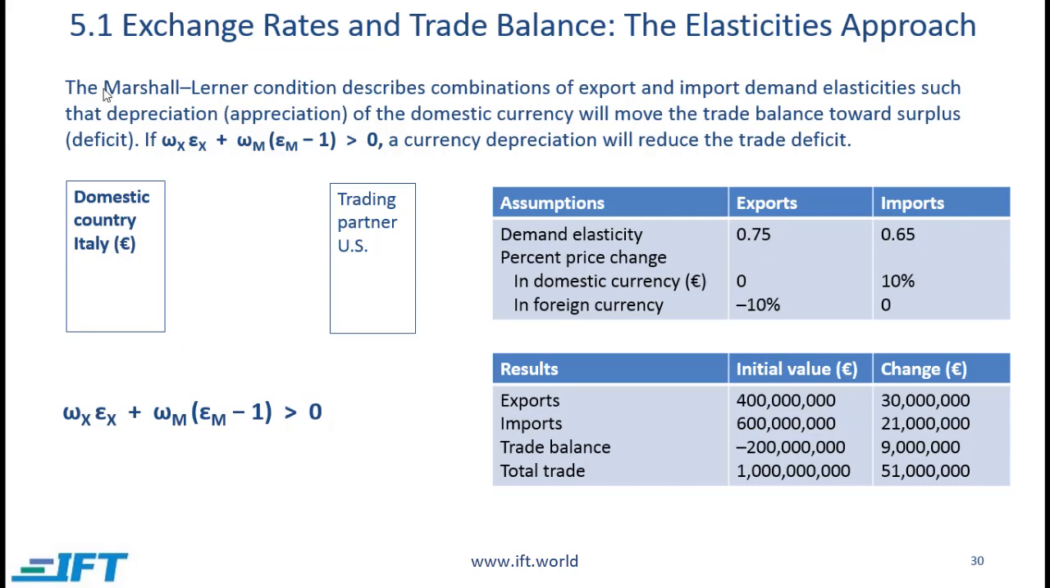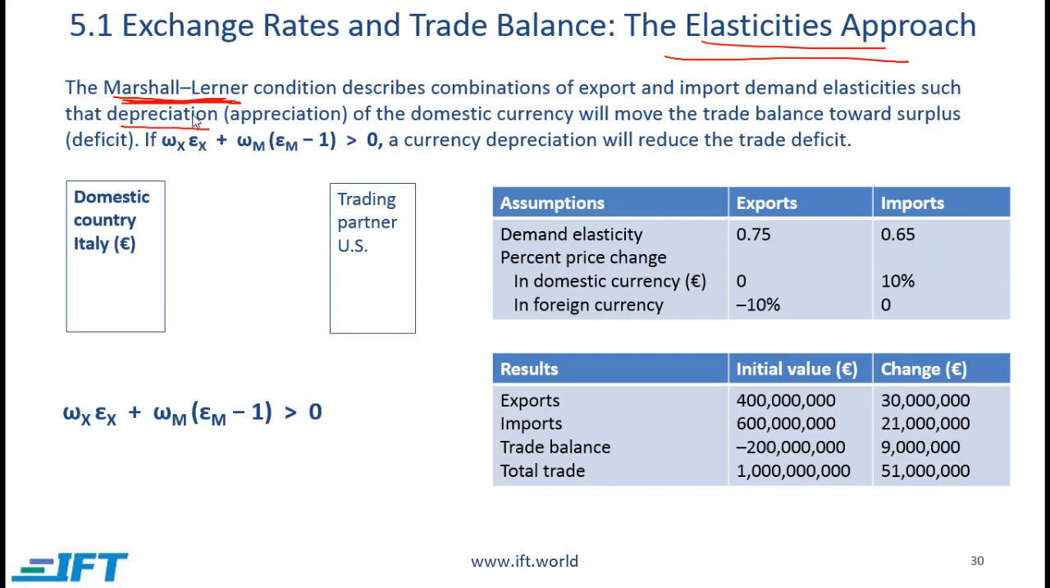In section 5.1, we will talk about the elasticities approach, and you will note that this approach is based on microeconomic concepts that you studied early in economics. Here you need to learn what is called the Marshall-Lerner condition. This condition describes the combinations of export and import demand elasticities such that depreciation of the domestic currency will move the trade balance towards a surplus.